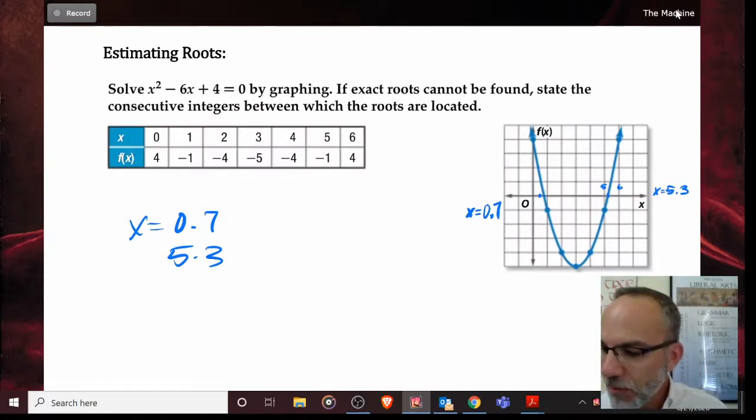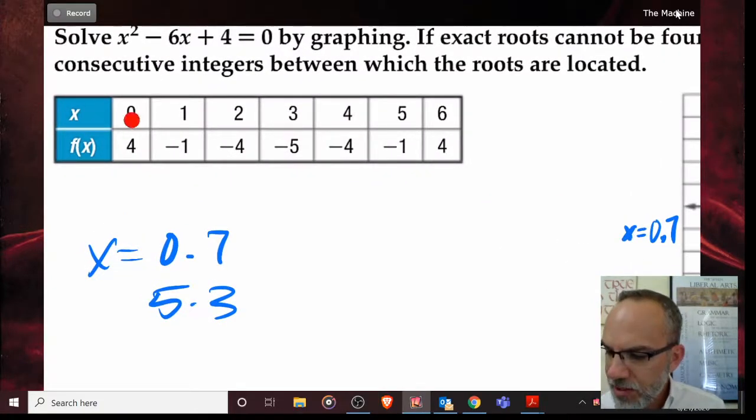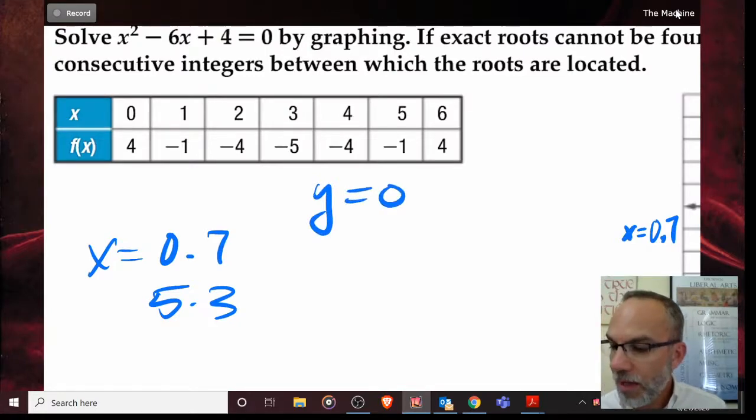Okay, look in the table. Here's what I'm looking for in the table if you didn't have a graph. Well, okay, x is 0, 1, 2, 3, 4, 5, 6. These are fine, but these are the y values. What I want to know is where is y equal to 0? Well, I don't have a y value anywhere through there that equals 0. But I do have a place where it goes from a positive to a negative. Do you see the sign change there? Positive 4 to negative 1.